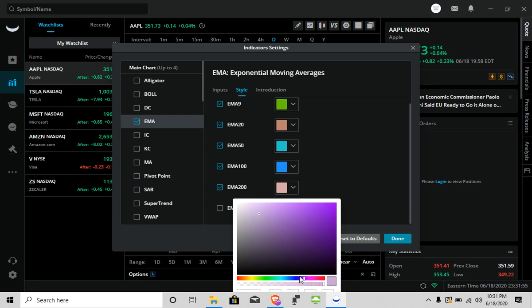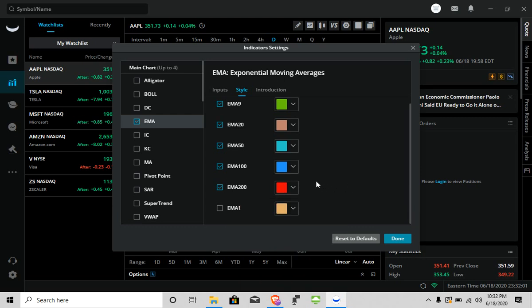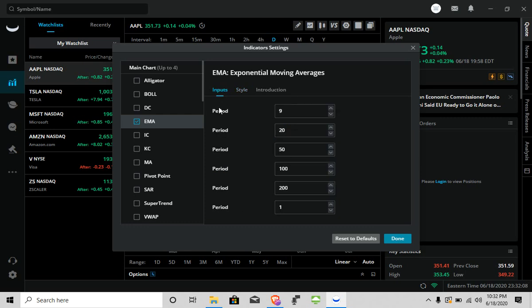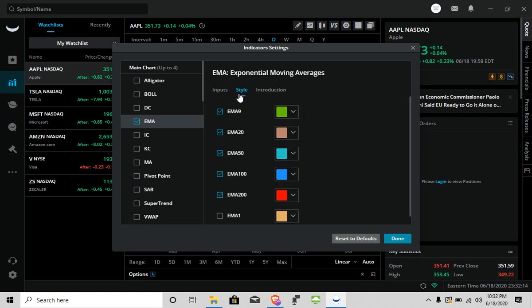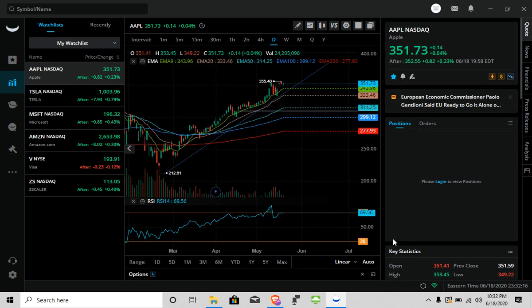Normally red is bad, but when it comes to stock trading, dealing with EMAs, red is actually good, because that gives an indication that it's really oversold and it may be a good time to enter in. Alright, so I have the periods set up. I don't have anything added in the added period, so I hit done, and then that's what this looks like.